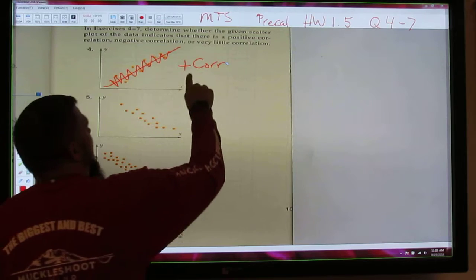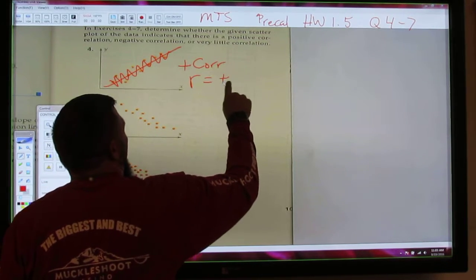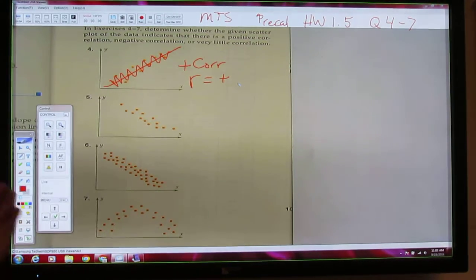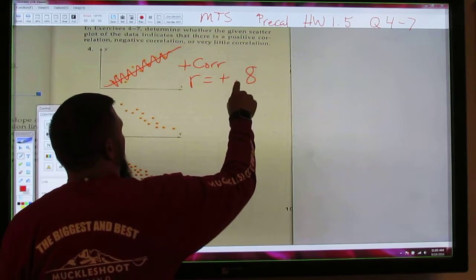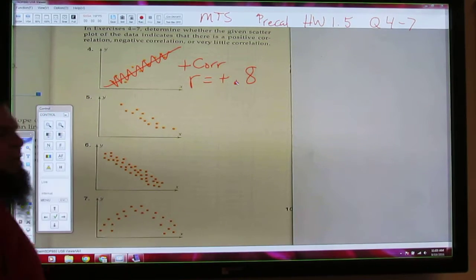So our R value is going to be positive point, and now we need to know, well, is it a 9? Is it really close to the line? It's pretty close, but it's not a 9. I would consider this about a 0.8. Okay? So keep that in mind.